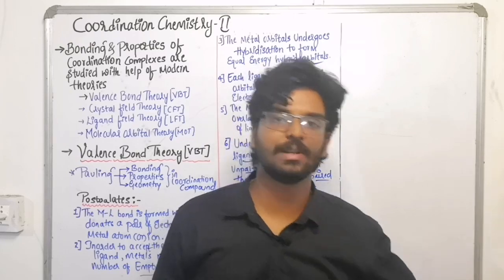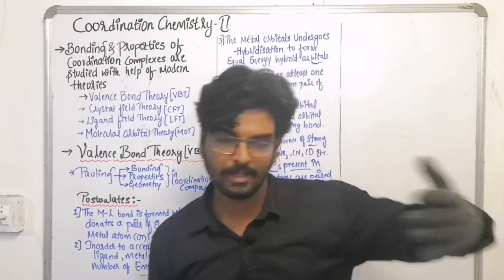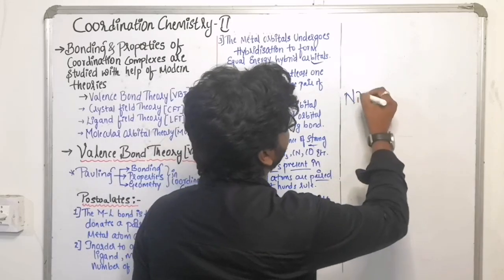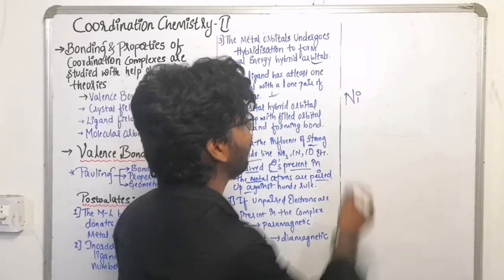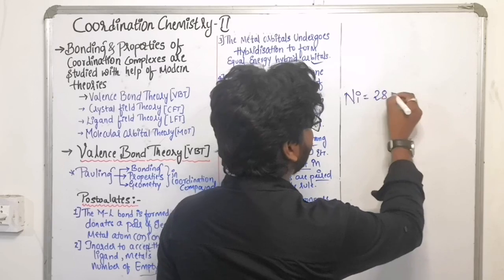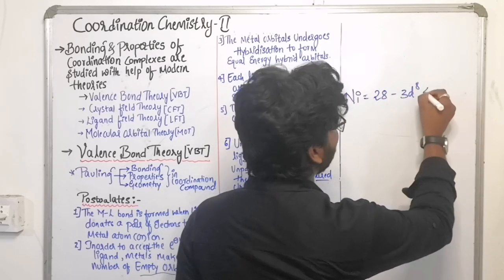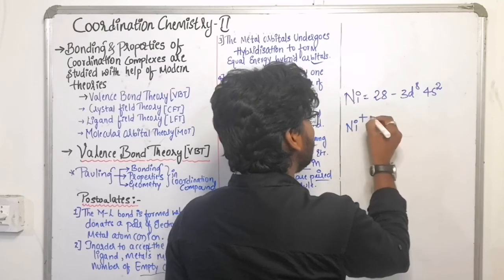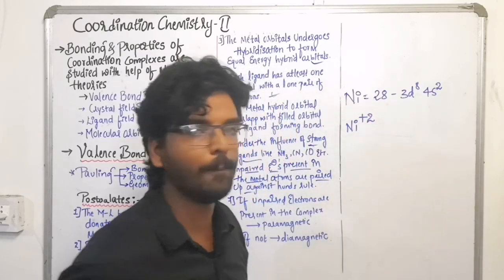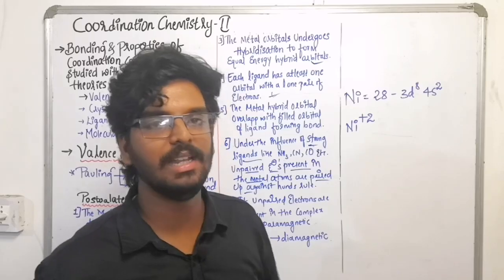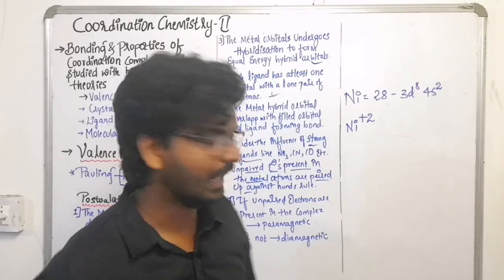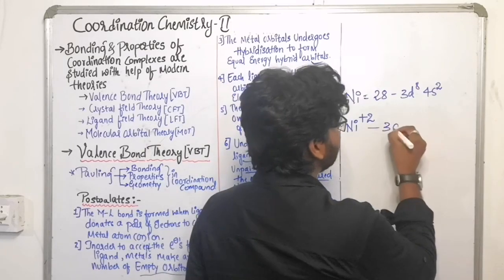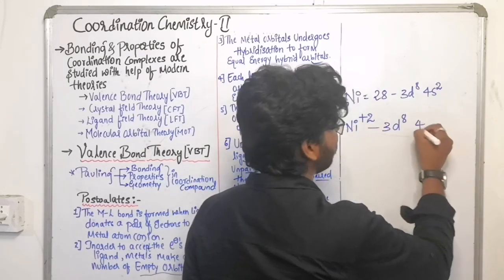Before hybridization, remember one thing: before hybridization itself, the pairing takes place. For your convenience, let us take the example of nickel, which has the atomic number 28. The outer electronic configuration is 3d8 4s2. If the nickel is present in a +2 state in a coordination complex, and there is an influence of a strong field ligand, the +2 state means 3d8 itself, because 4s becomes 0.